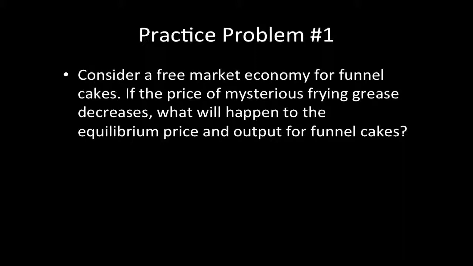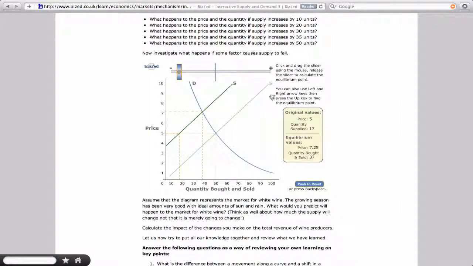So let's think this over using economic basics. The price of the mysterious frying grease is a component of supply. So a decrease in price will cause the supply to increase. So let's go to our little supply applet here. Alright, let's backspace to reset it. So the price decreases, this causes supply to increase.